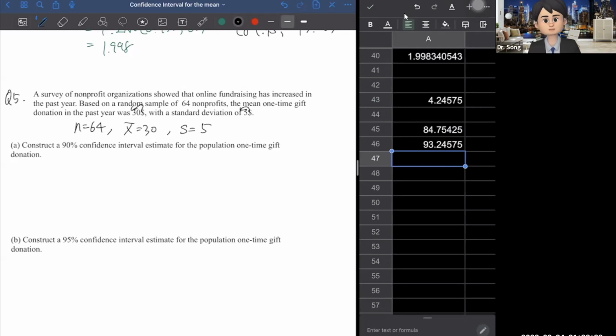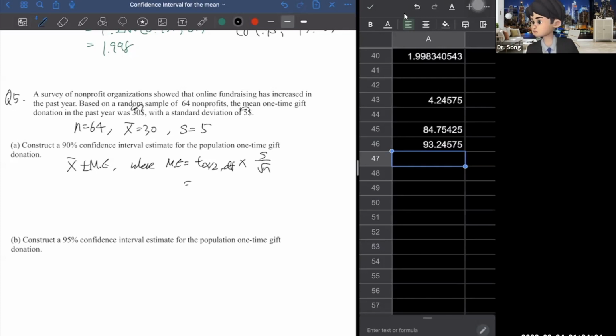Then you notice that we don't know the population standard deviation. That's why we need to use the t distribution instead of the normal distribution. So the first question, construct a 90% confidence interval. So x bar plus or minus margin of error, where this margin of error is t alpha over 2, degrees of freedom, times s over square root of n.